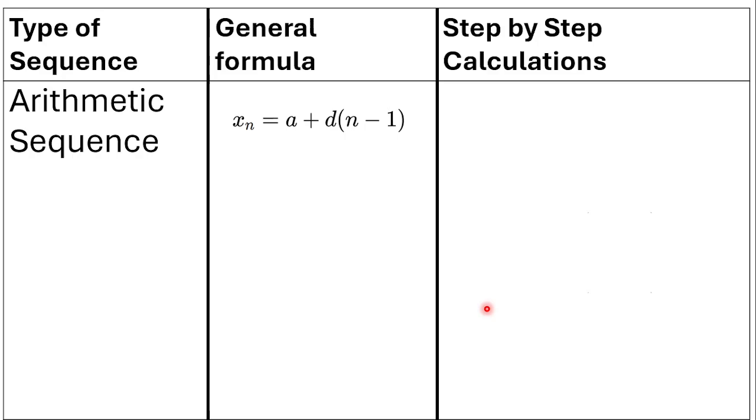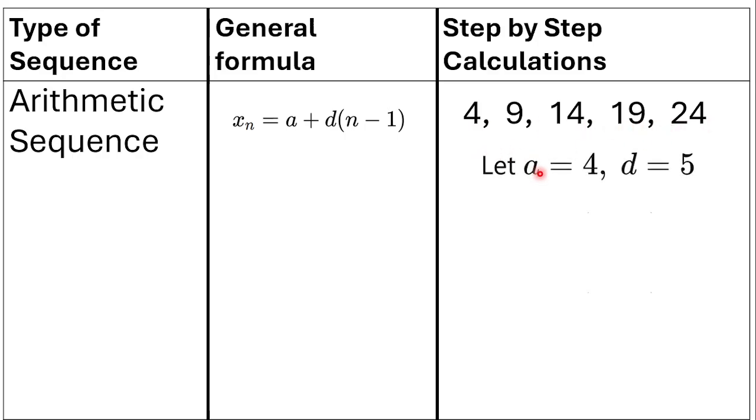Next, let's consider the general formula for an arithmetic sequence. The general formula is x sub n equals a plus d, open bracket, n minus 1. Remember, d is the common difference, and a is the first term in the sequence. We just saw in the previous slide that the common difference in this particular sequence is 5. So we know a is 4, that's our first term, and we know d is 5, that's our common difference. So let's find the rest of the numbers in the sequence.